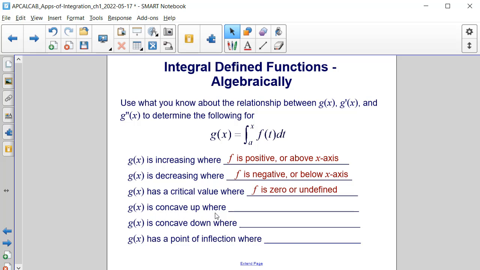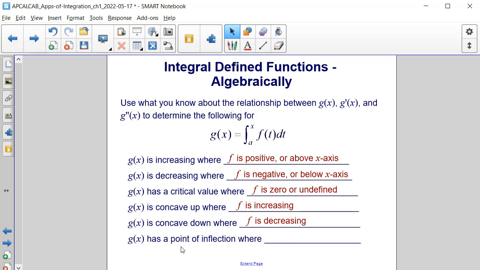G of x is concave up when its second derivative, or the first derivative of f, is positive, or the slope of the tangent line is positive, which is also shown where the function f is increasing. G of x is concave down when its second derivative is negative, or the first derivative of f is negative, or the actual function f is decreasing.